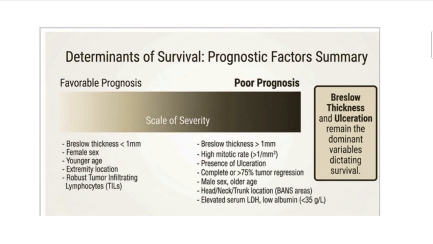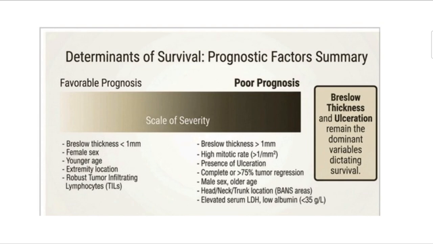Then tumor regression greater than 75%, or complete. Most of the tumor has disappeared due to immune response. However, this can hide the original tumor thickness, and metastasis may have already occurred. Therefore, extensive regression is considered a poor prognostic sign.